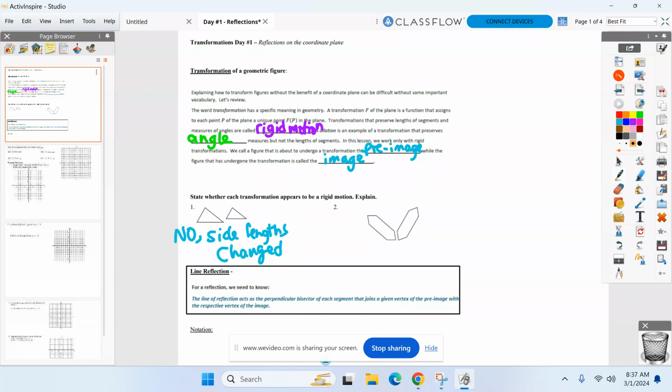What about number 2 there? Does it appear to be a rigid motion from my pre-image to my image? I don't know what I did, but when I transform it, does it look like a rigid motion occurred? Yes? Rigid motion, because angles and side lengths stayed the same.